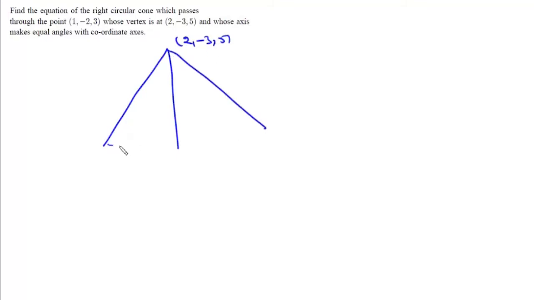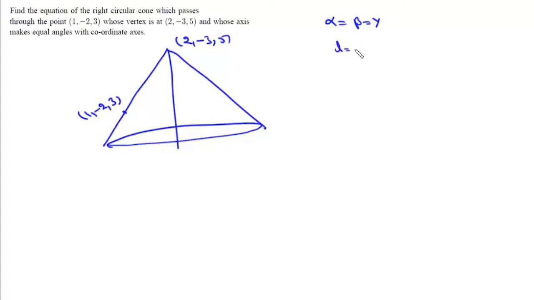Now the question is, find the equation of a right circular cone whose vertex is at 2, minus 3 and 5, and which passes through the point 1, minus 2 and 3, and whose axis makes equal angles with the coordinate axes. If it makes equal angles with the coordinate axes, then alpha equals beta equals gamma. That means the direction cosines will be the same, L equals M equals N.